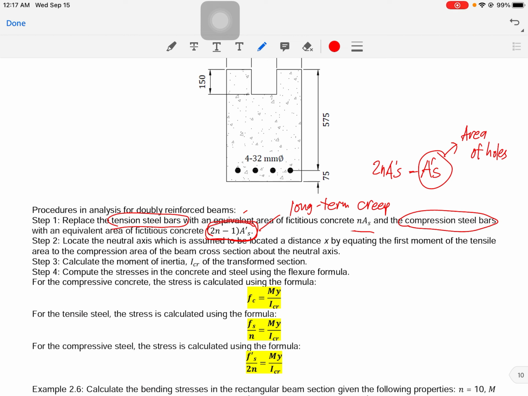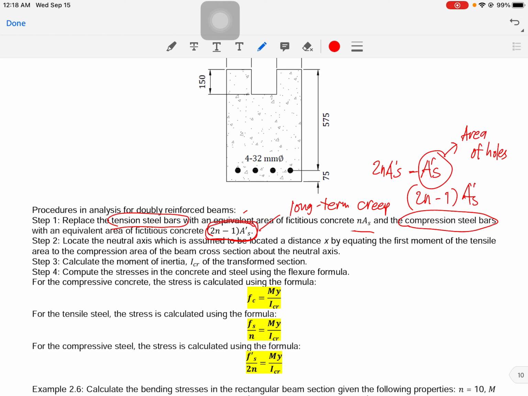This is the area of holes, because the area of the holes is not a part of the fictitious concrete area. So this is not part of the fictitious concrete area, meaning this is subject to hair splitting, or very small details should be followed. So factoring it out, 2n minus 1, then As prime. Okay, so that is for step 1.